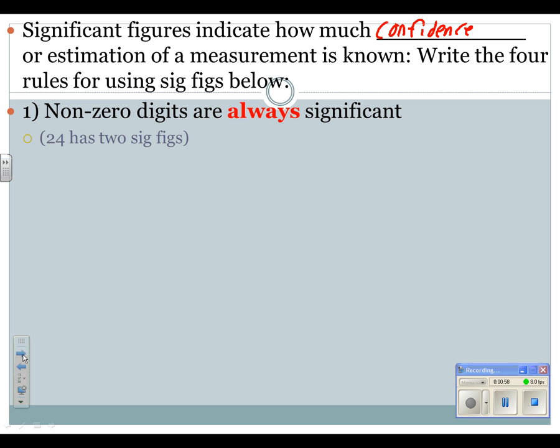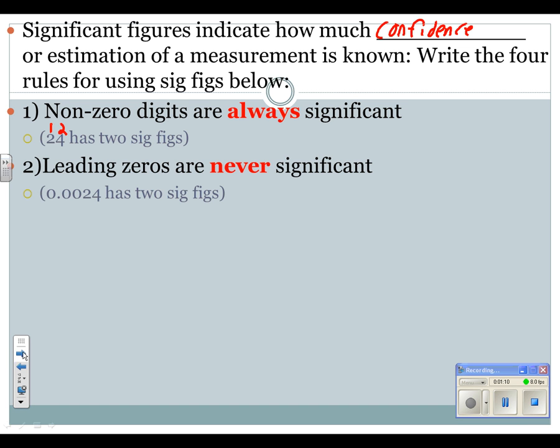So rule number 1. All non-zero digits are always significant. So anything that's not a 0 has to be significant. So the number 24 has 2 sig figs. That one's easy. Number 2, leading zeros are never significant. They hold no value. So these numbers, leading zeros, are the zeros that are in front of the non-zeros. So all of these zeros don't count. So then you just have the 2 and the 4. There you go, 2 significant figures.